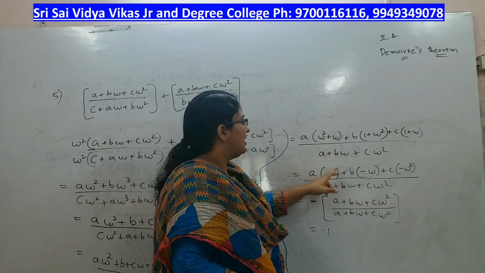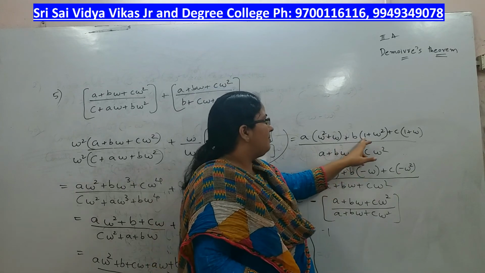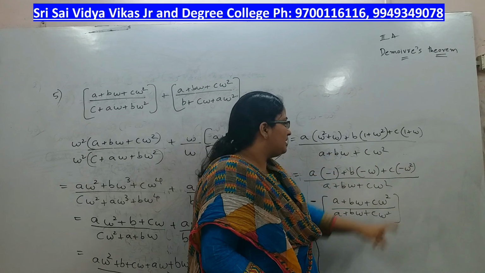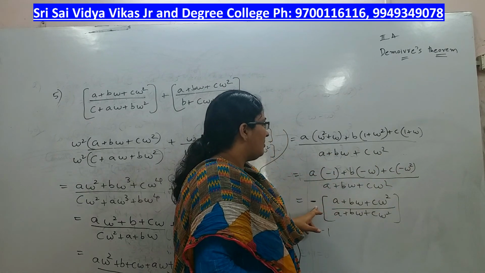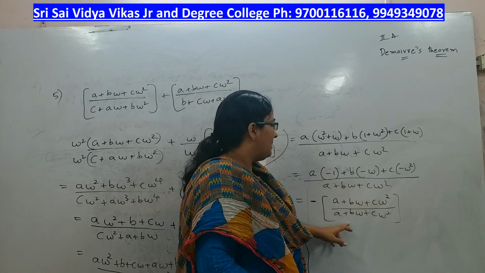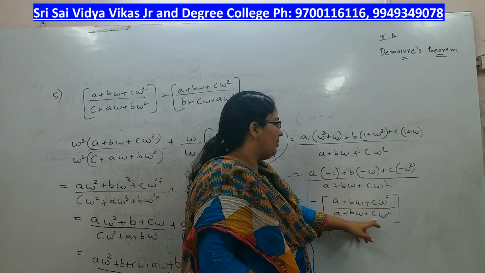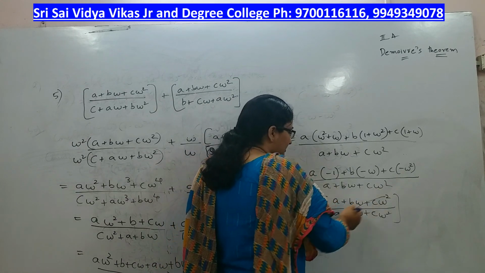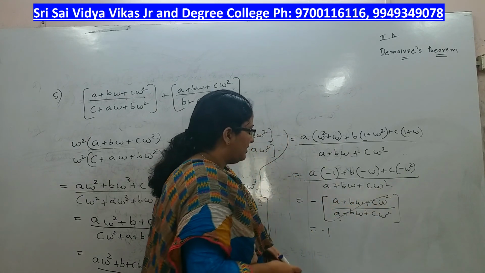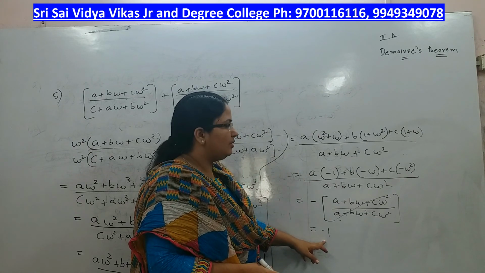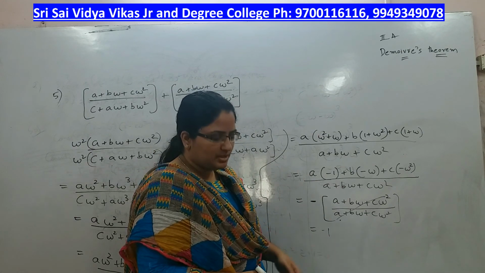ω² + ω is −1, 1 + ω² is −ω, 1 + ω will be −ω². So take the minus sign common throughout. You have (a + bω + cω²) over (a + bω + cω²). These two get cancelled, and it is equal to −1. The value is equal to −1. That's about this problem.